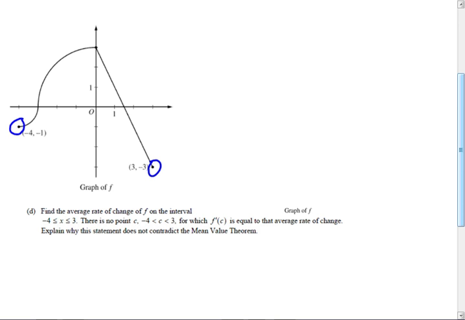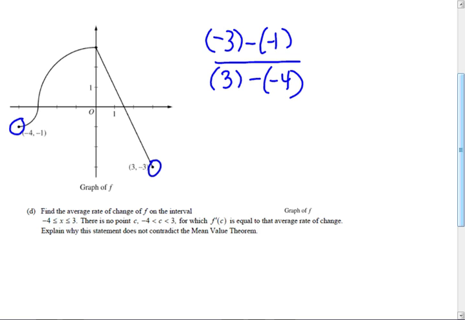So I just want slope. So it's -3 minus a -1 over +3 minus a -4. So what am I going to get? -2/7. Okay, was that hard to do? No, that was worth a point. That was all. This is 2.